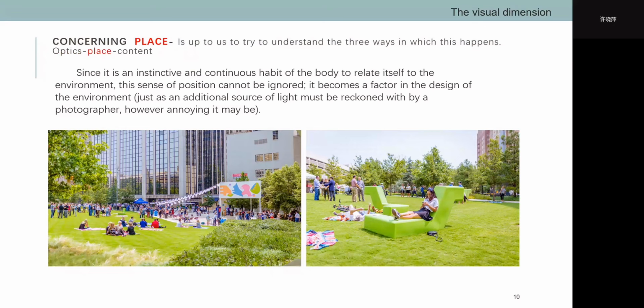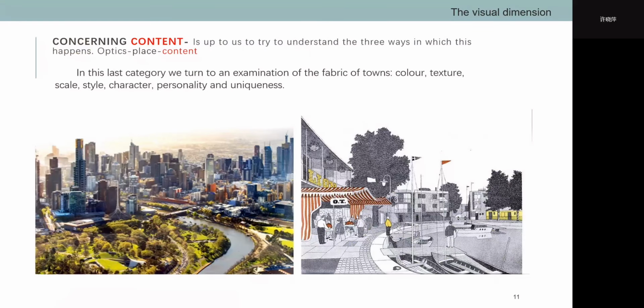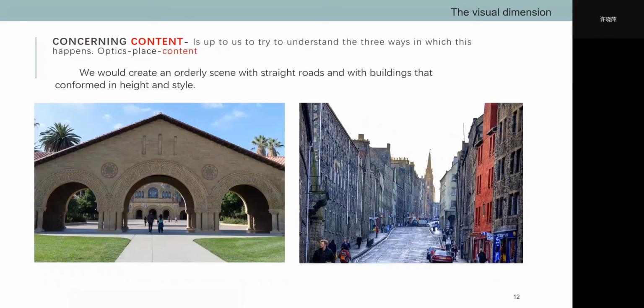However annoying it may be, concrete contents, this latter category, returns to an examination of the variety of tones, color, textures, styles, structure, personality, and uniqueness. We could create orderly things with structured roads and with buildings that command in height and style.